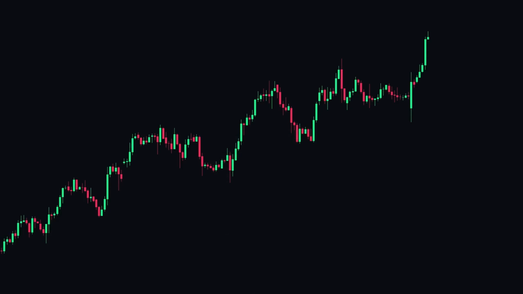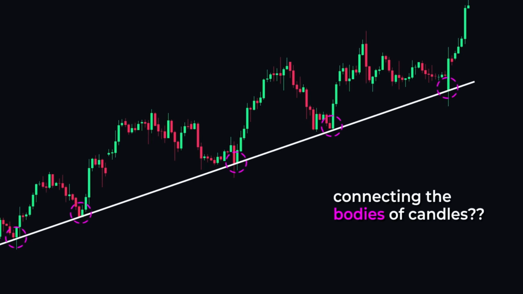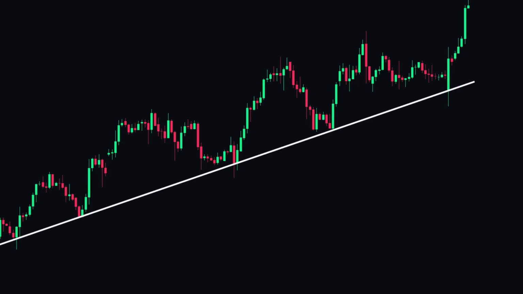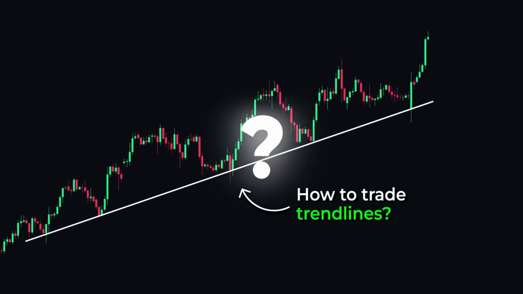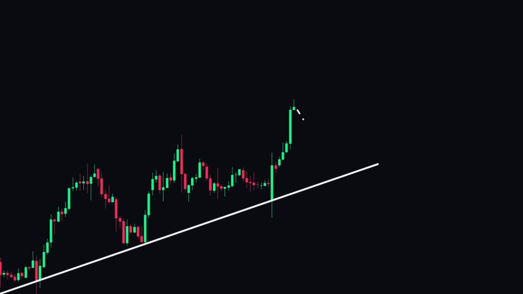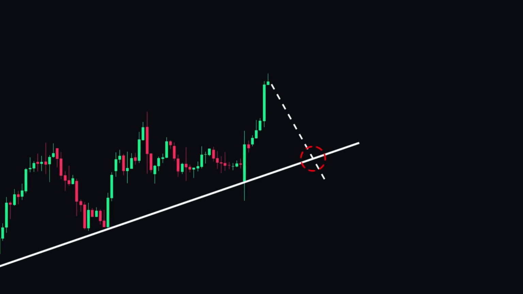Some traders might prefer to draw the trend line connecting the wicks of the candles, while others might prefer to draw it connecting the bodies of the candles. So which one is correct? Even if we figured out how to draw them, the next big question is, how do we actually trade them? Should we wait for the price to touch the trend line and enter a buy, anticipating a bounce? Or should we wait for the price to break the trend line, anticipating a trend reversal to short it?